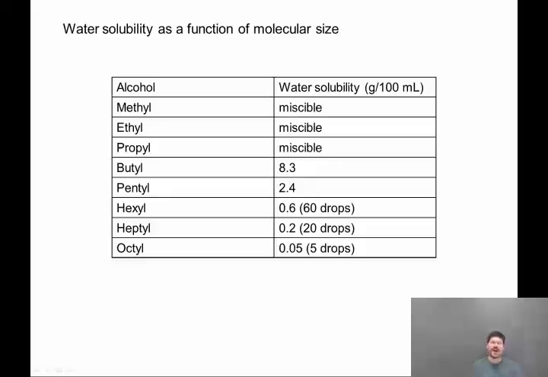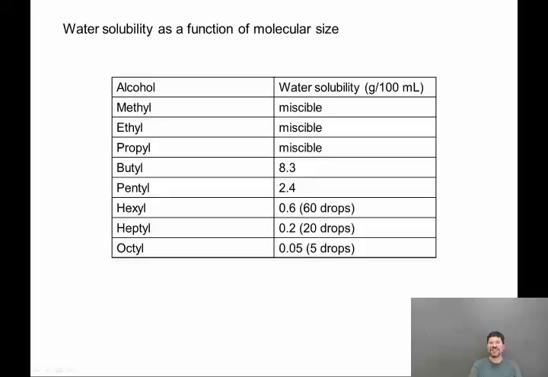You can still get quite a bit dissolved. You can get 8.3 grams of butanol into 100 milliliters of water. But once you try to dissolve more than 8.3 grams in 100 mils, it's going to start to separate out because you've exceeded the solubility. For pentanol, the solubility is 2.4 grams per 100 mils. For hexanol, it's 0.6 grams. For heptanol, it's 0.2, and for octanol, it's about 0.05.